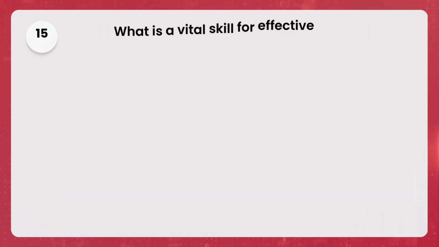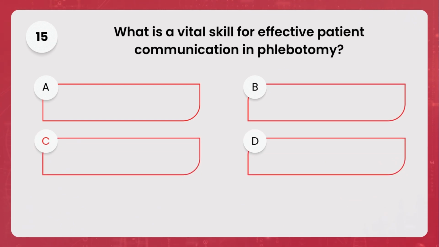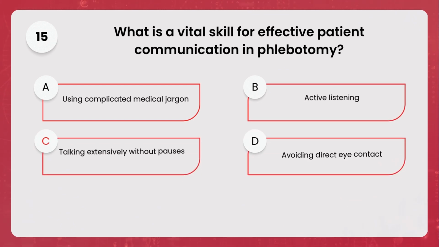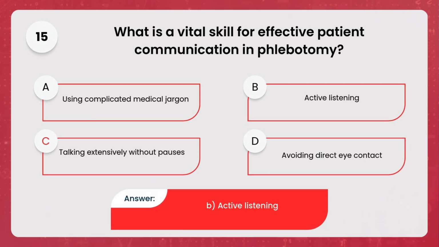Number 15. What is a vital skill for effective patient communication in phlebotomy? A. Using complicated medical jargon. B. Active listening. C. Talking extensively without pauses. D. Avoiding direct eye contact. The answer is B. Active listening.